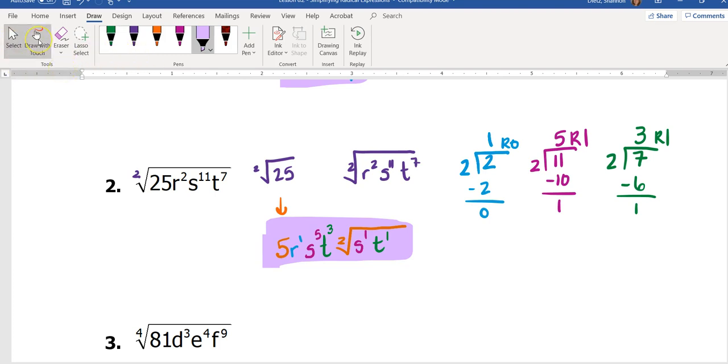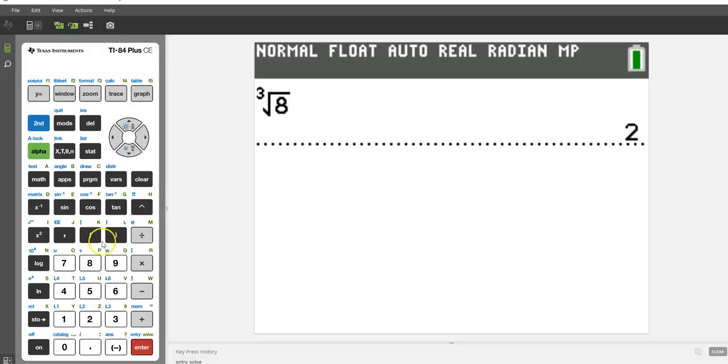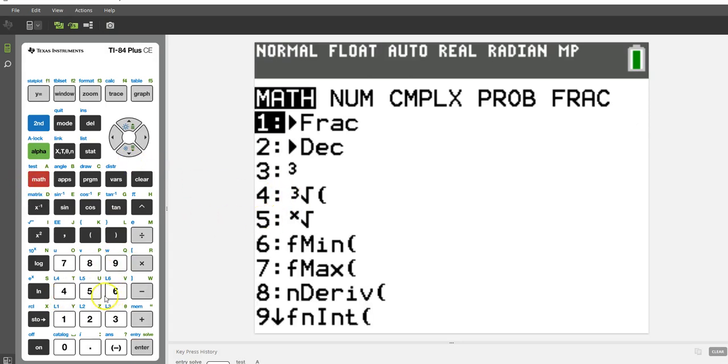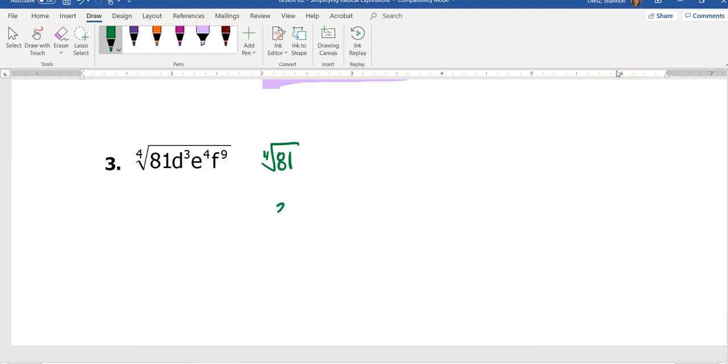All right, let's move on. This is our last example. Let's try it out. So I'm going to go through the 4th root of 81. We'll start there. So once again, I'm going to type in 4, telling the calculator what root I want. I'm going to click on the option for number 5. I'll type in 81, and I get an answer of 3. So this simplifies to 3. And then you have the 4th root of d to the 3rd, e to the 4th, and f to the 9th.